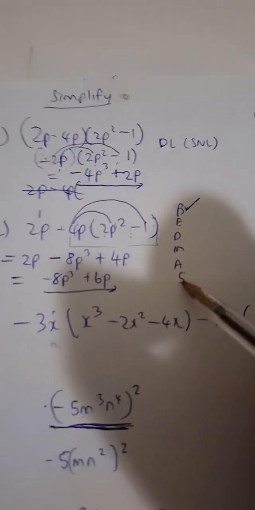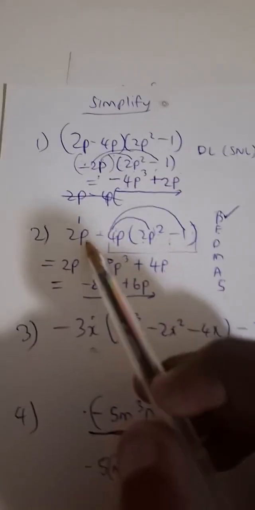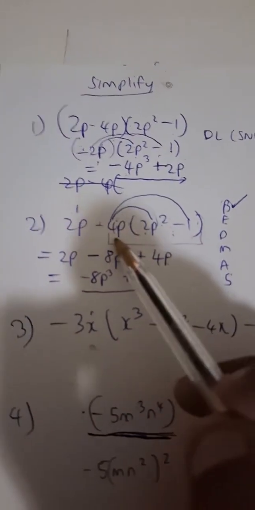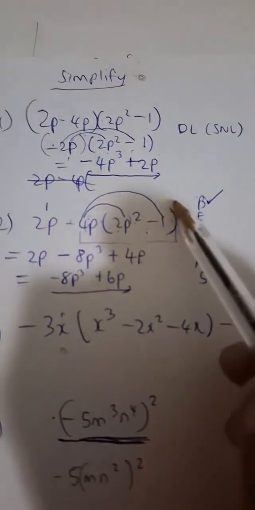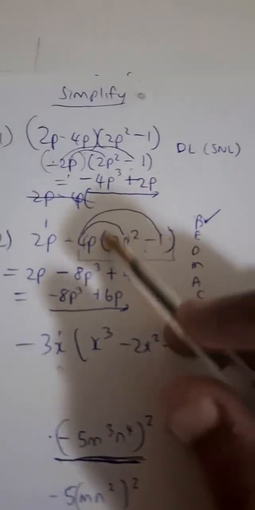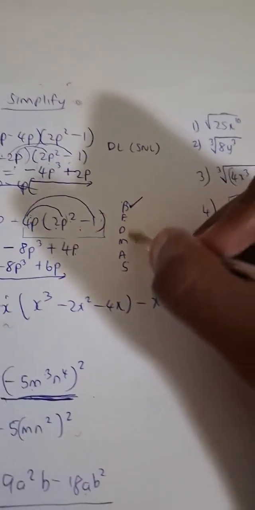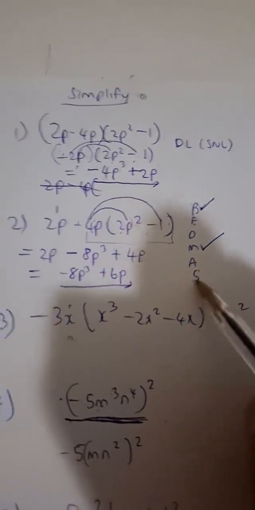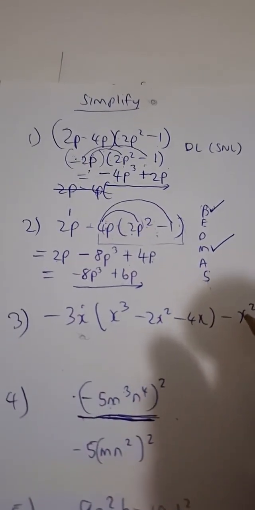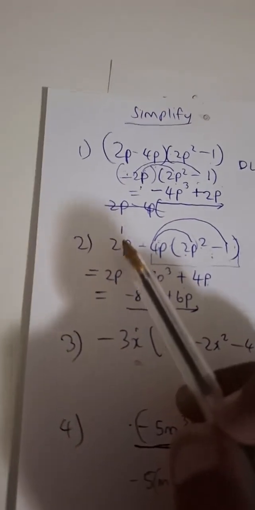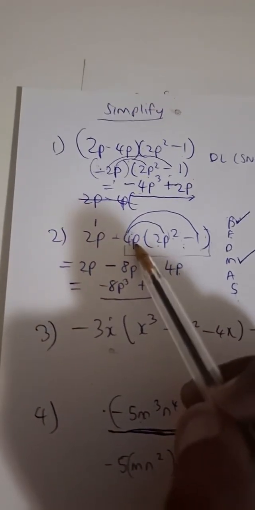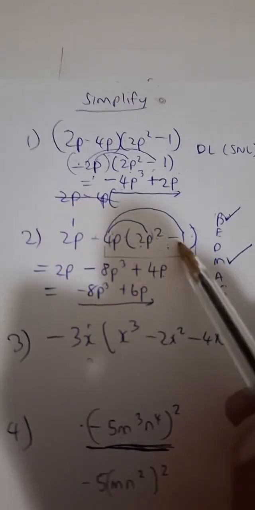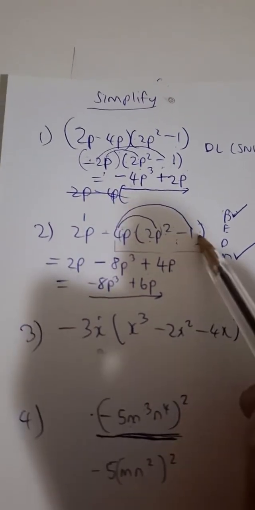It's priority. Subtraction comes later. Now you can't say 2p minus 4p, because this negative 4p has a priority relationship, because there's a bracket. And what do these brackets mean? They mean multiply, and even multiply comes before subtraction. So 2p is a term, it's on its own. Negative 4p is multiplied to 2p squared minus 1.